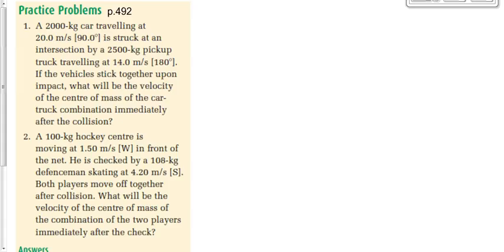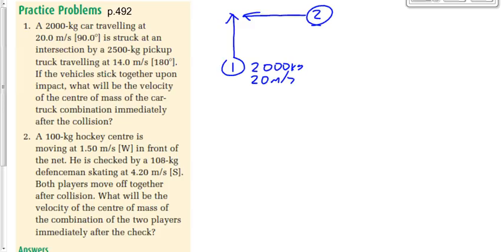90 degrees means it's going this way. We'll call that object number 1. It has a mass of 2,000 kilograms, and it has a velocity of 20 meters per second at 90 degrees. There's a 2,500 kilogram pickup that's traveling at 180 degrees. 180 degrees is this way. We'll call that object number 2. Its mass is 2,500 kilograms, and its velocity is 14 meters per second.